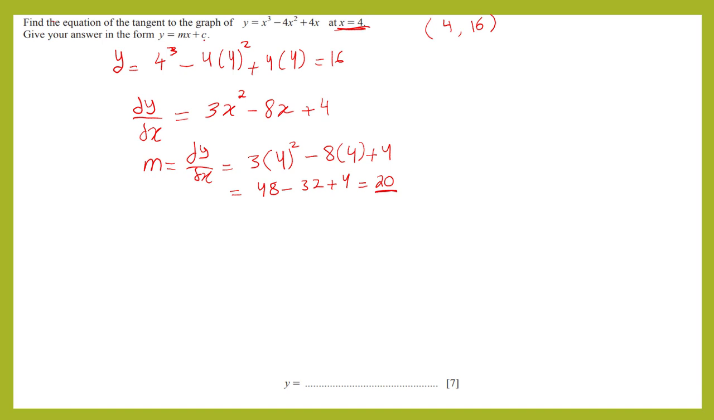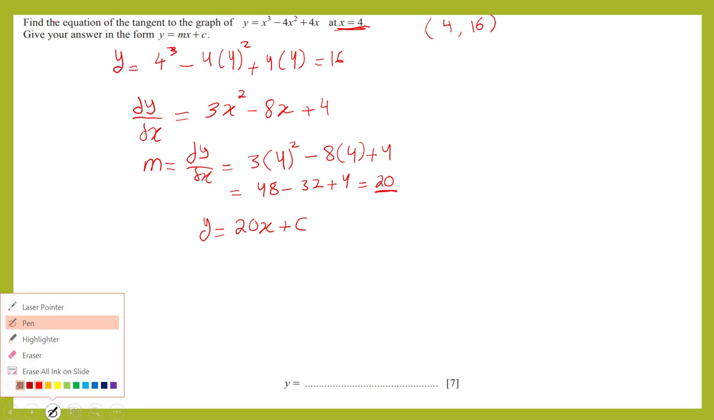Now we got the gradient. We need to find the y-intercept. So the equation is y equals 20x plus c. We need to find c. You have the x coordinate and y coordinate, the point that belongs to the tangent.